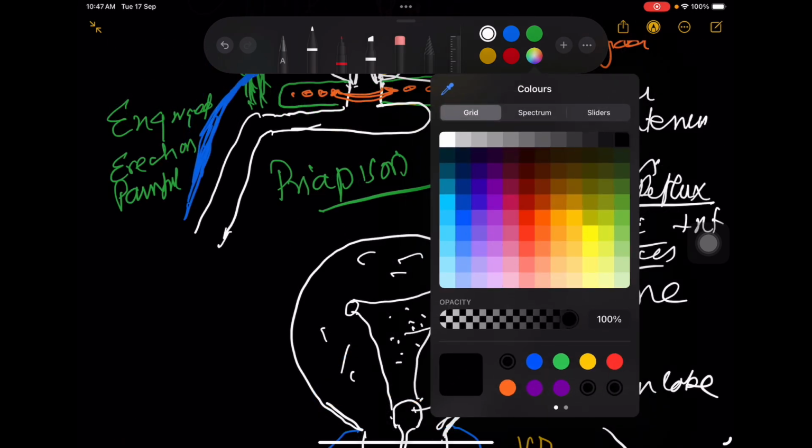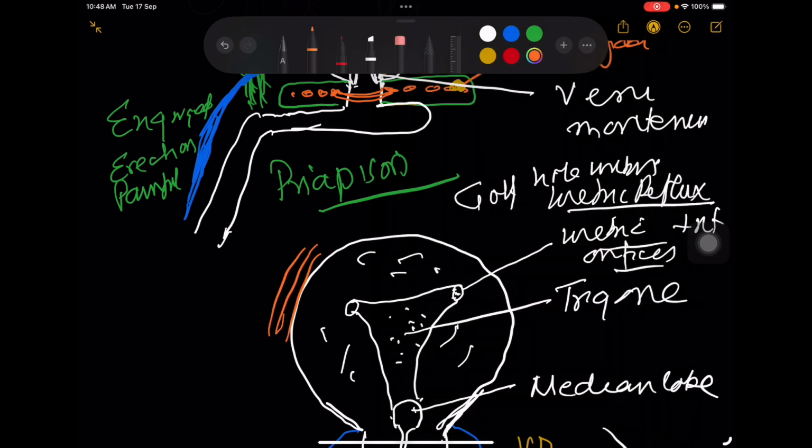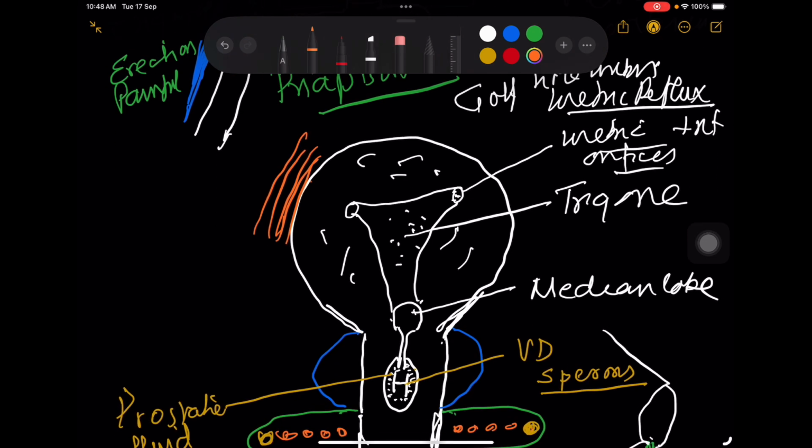Well, outside the mucosa is the muscle. The peculiarity of the bladder muscle is that it's more longitudinal superficially and transverse deep. The transverse portion of the muscle thickens in its lower part and becomes the internal sphincter.